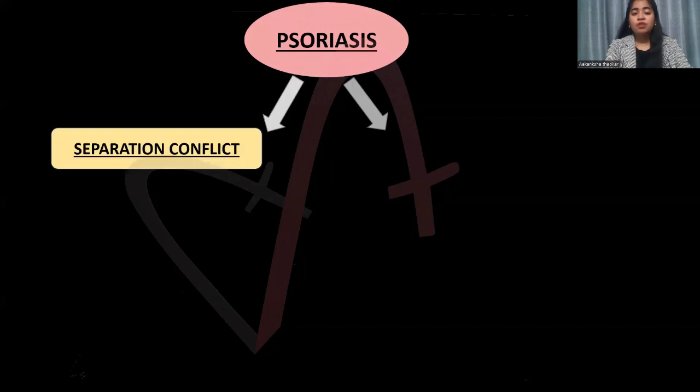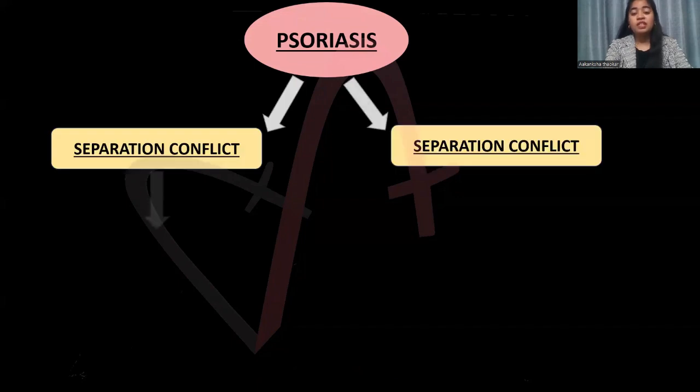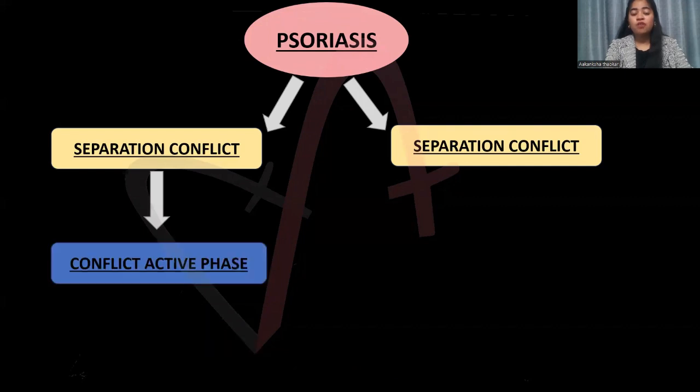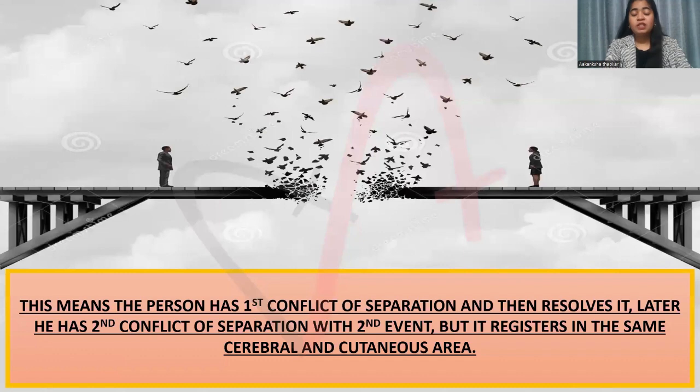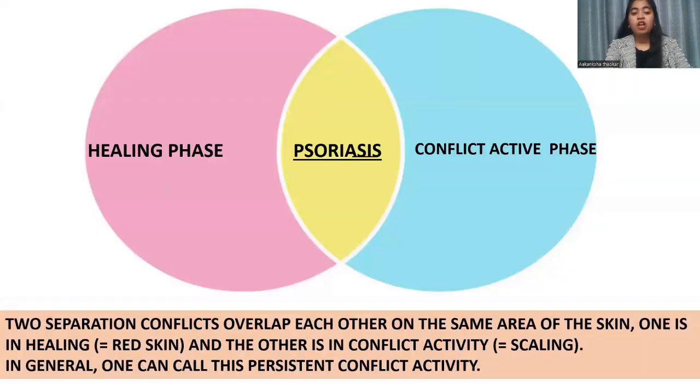Now let us see what is the exact cause behind psoriasis. Psoriasis happens when there are two separation conflicts in the same person, where one separation conflict is in the conflict active phase and the other separation conflict is in the healing phase, which means the person first has a conflict of separation and then it gets resolved. Later, he has a second conflict of separation with a second event, but it is registered in the same cerebral and cutaneous area. Two separation conflicts overlap each other on the same area of skin. One in the healing, that is the red skin, and the other in the conflict activity, that is the scaling.